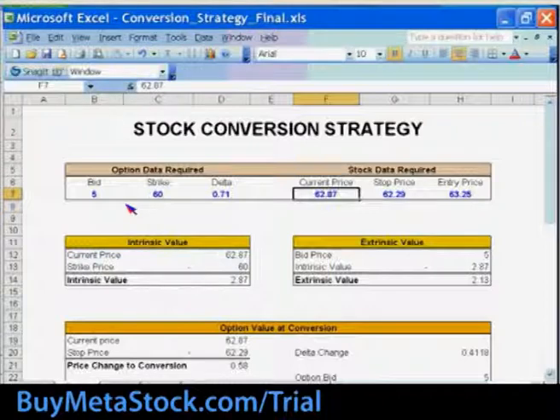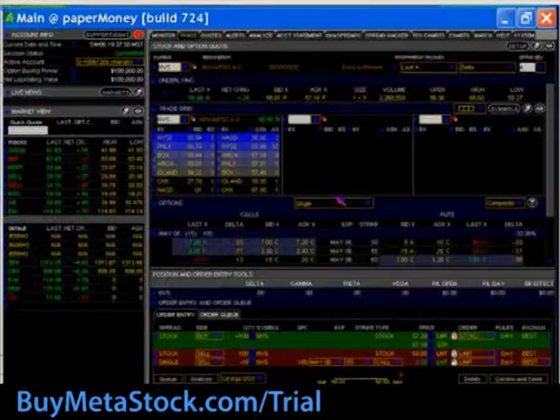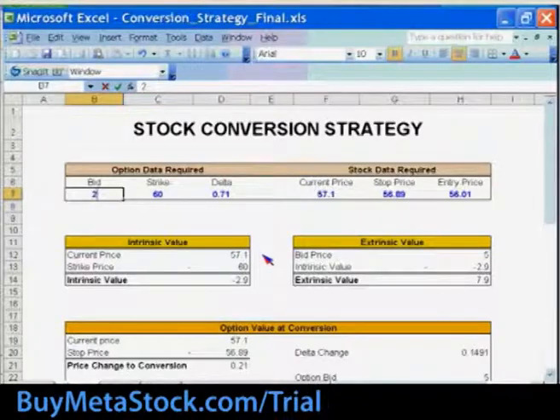I got to go see the price we were at. The price it's trading at is 56.01. We need the bid and ask of the option. 220 with a delta of 77. Oh, I didn't see the strike price on that. It was probably the 55.